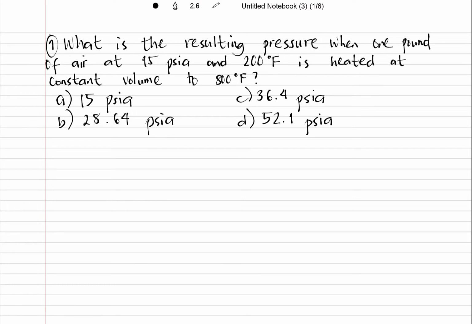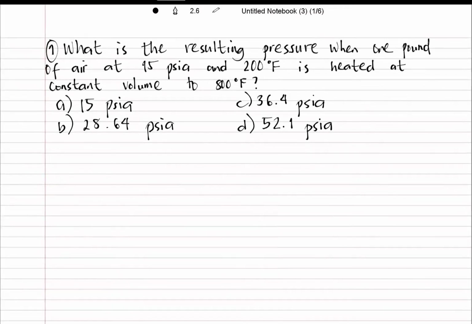So problem number 1: what is the resulting pressure when 1 pound of air at 15 psia and 200 degrees Fahrenheit is heated at constant volume to 800 degrees Fahrenheit? Letter A, 15 psia; letter B, 28.64 psia; letter C, 36.4 psia; and letter D is 52.1 psia.